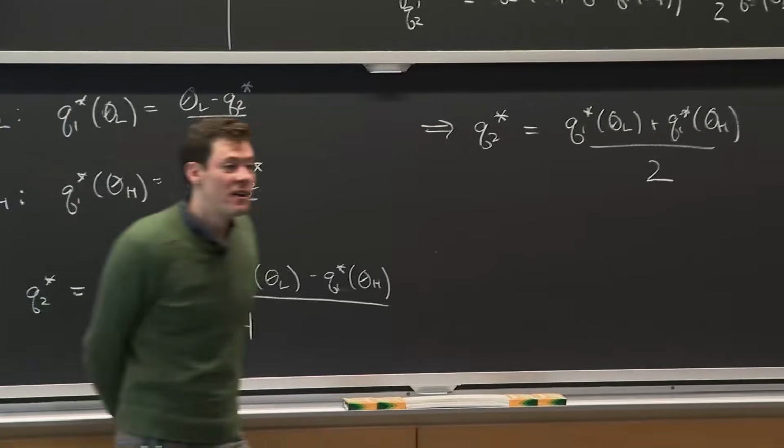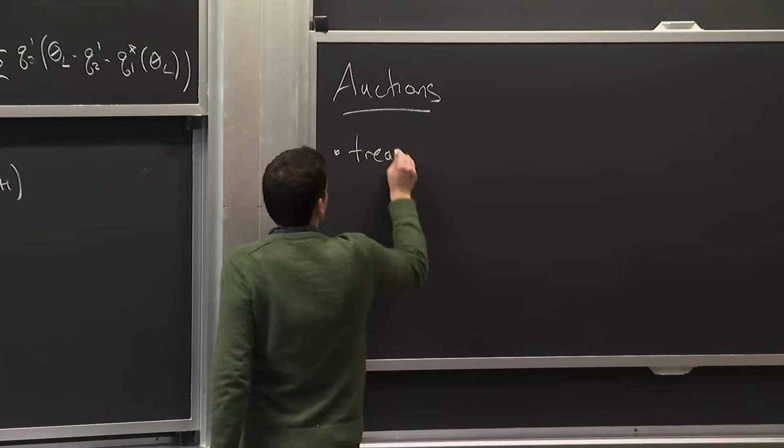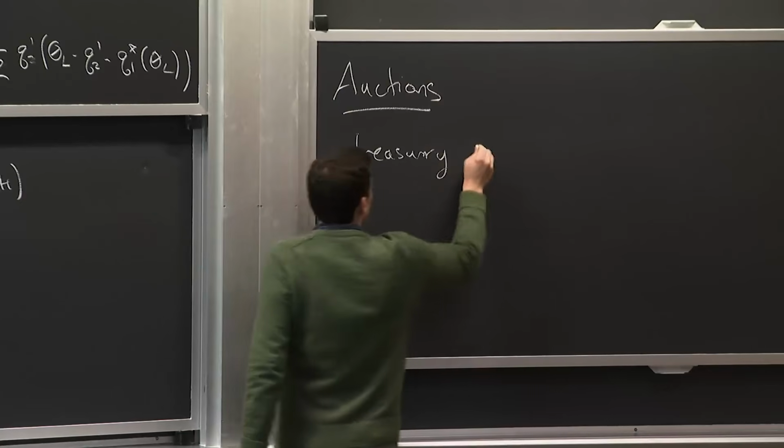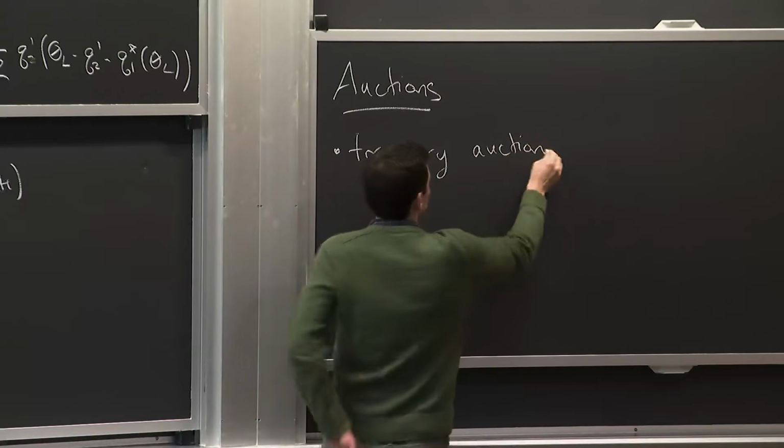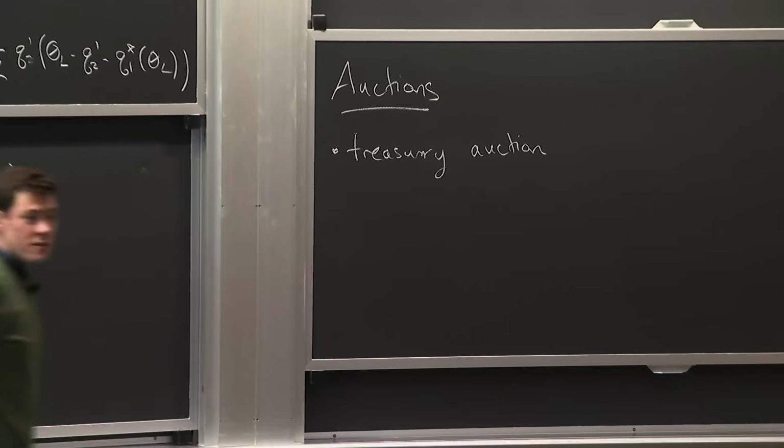Yeah? Treasury auctions are a great example. Yeah, maybe one of the biggest ones. So what's a treasury auction? When the government basically auctions off government bonds to different retail investors, to different institutional investors.